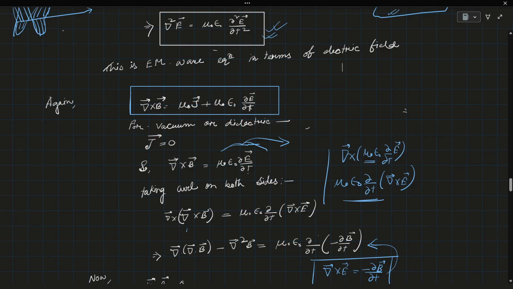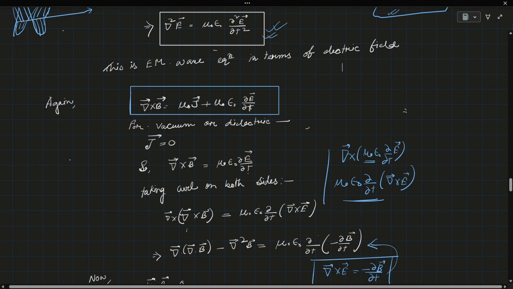Let me erase this. Now if I take the curl on both sides of this equation, what will we get? Del cross del cross B equals mu naught epsilon naught del cross del E by del t. Let me explain how I have written this. On taking the curl, we get del cross mu naught epsilon naught del E by del t.